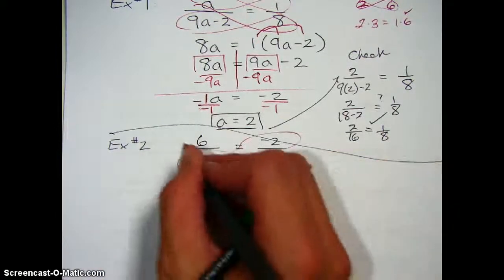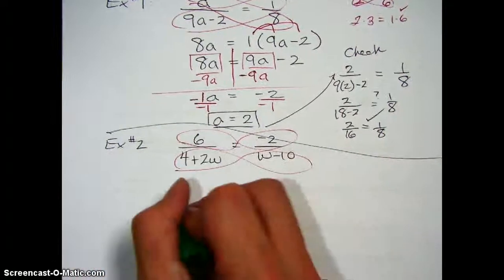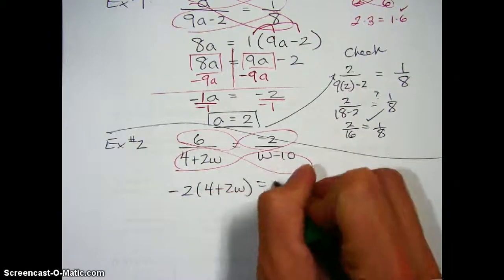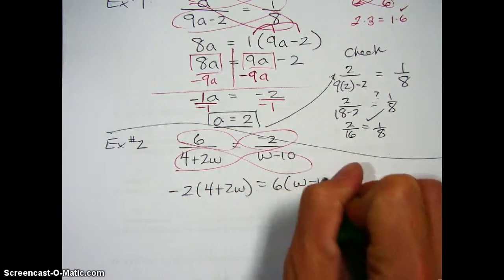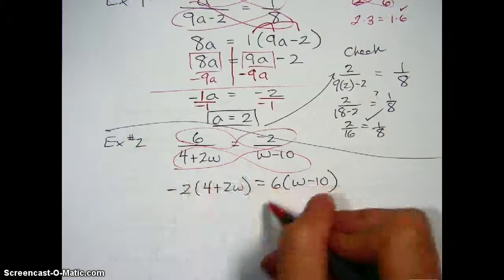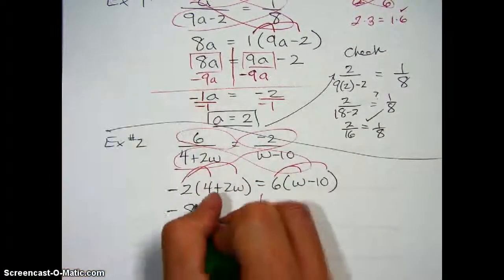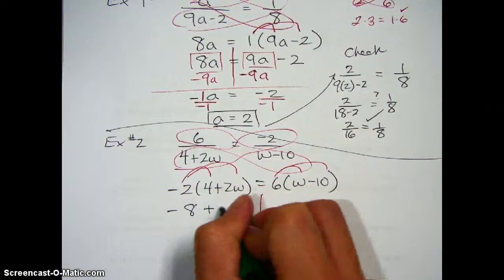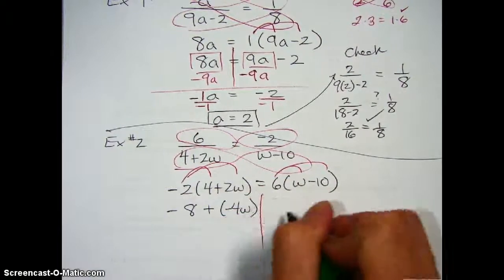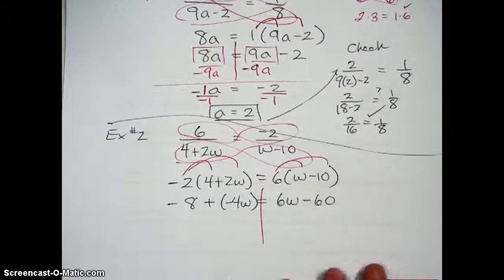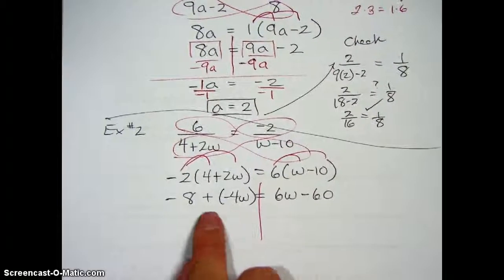Same thing, we're going to do cross products. And so I'm going to have negative 2 times the quantity of 4 plus 2W. On the other end, I get 6 times the quantity W minus 10. Okay, so here I am. I'm going to distribute. Get negative 8 plus, I'll just say a negative 4W. On this side, I'm going to get 6W minus 60. Okay, and I really meant to put minus 4W, but same thing.